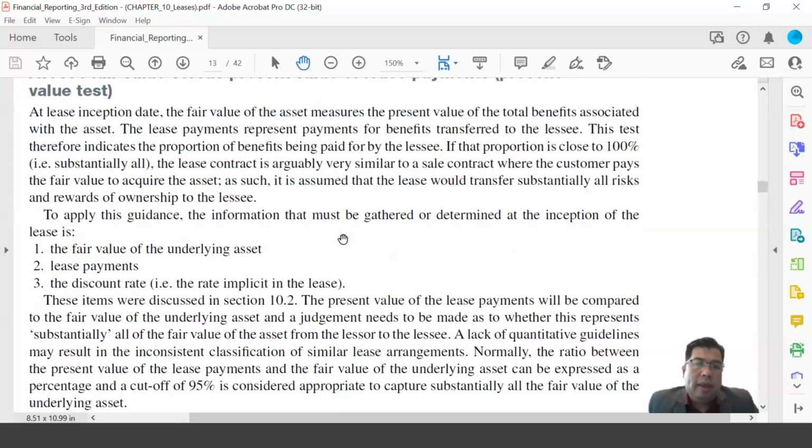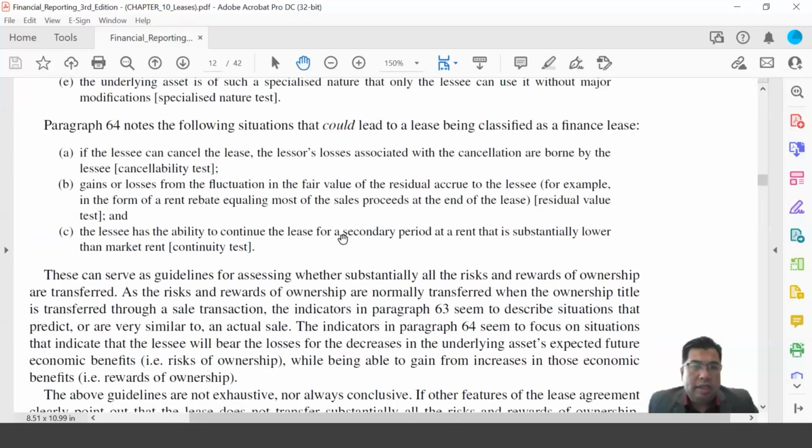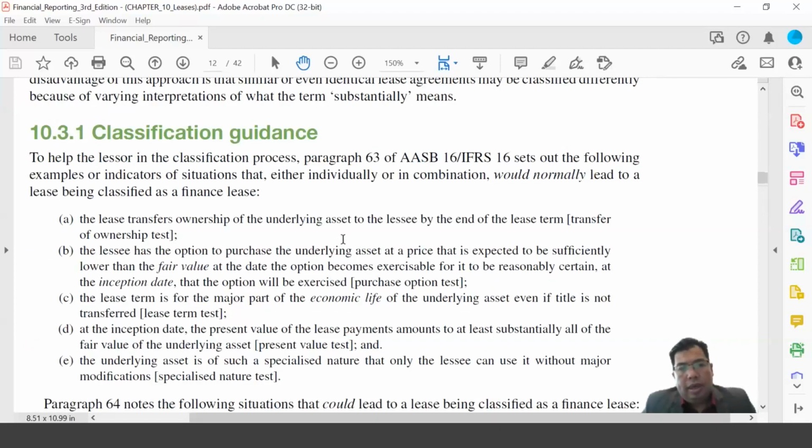10.10.5. So if you want to go further on these topics, the detailed guidelines, you should go to this page here and see the classification guideline as provided under paragraph 63 of AASB 16. That is the list on whether you should classify the asset as a finance lease. So this is just the basics criteria here.